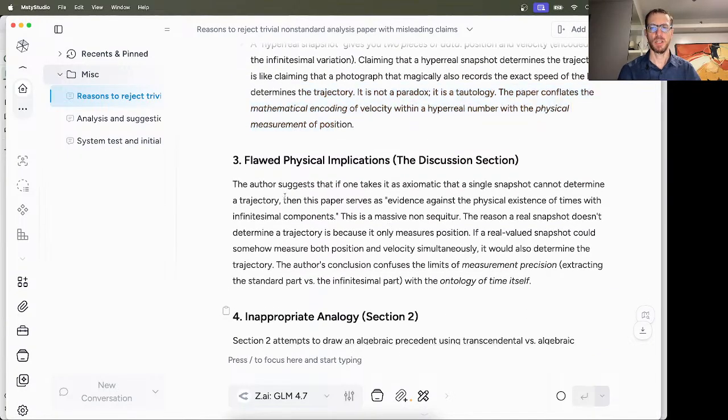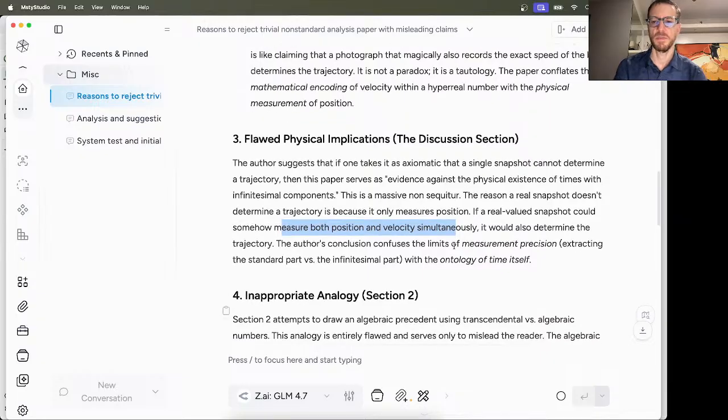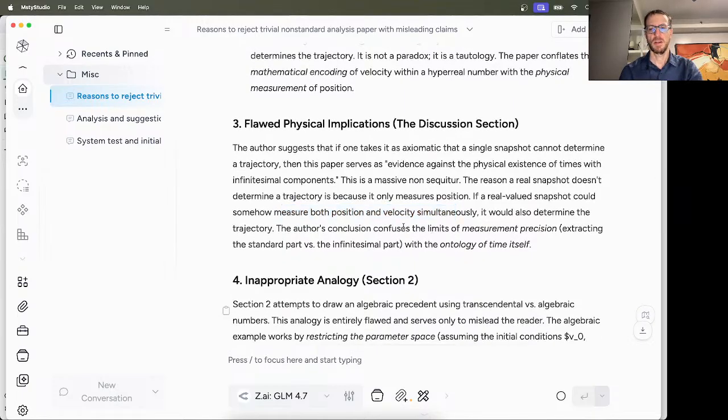Flawed physical implications, the discussion section. The author suggests that if one takes it as axiomatic that a single snapshot cannot determine a trajectory, then this paper serves as evidence against the physical existence of times with infinitesimal components. This is a massive non sequitur. The reason a real snapshot doesn't determine a trajectory is because it only measures position. If a real-valued snapshot could somehow measure both position and velocity simultaneously, it would also determine the trajectory. The author's conclusion conflates the limits of measurement precision, extracting the standard part versus the infinitesimal part, with the ontology of time itself. No, I don't think so.